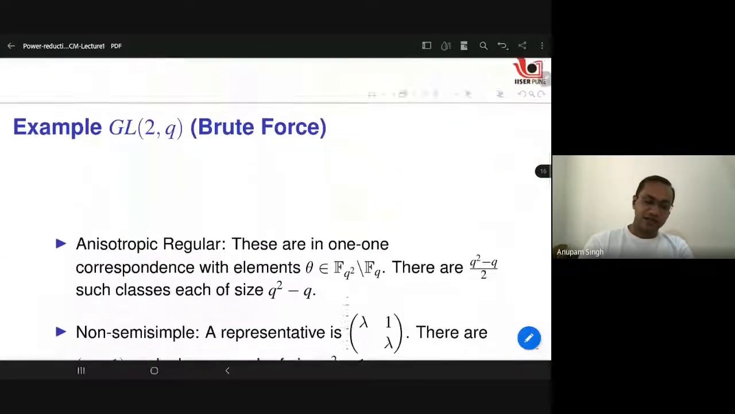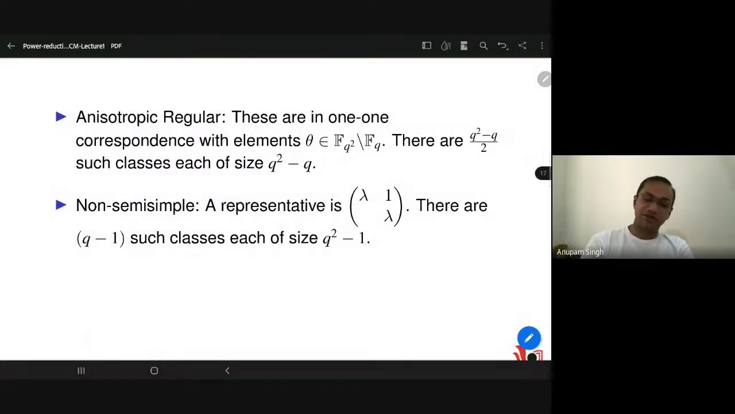And then there is what we call anisotropic regular, given by degree 2 irreducible polynomials. I think we already discussed in the tutorial that there is another way of looking at this, which I particularly like, because it helps us compute somewhat easily, especially when you are looking at power maps. So these classes correspond to an element in Fq square over Fq. Why is that so? Any element of Fq square, if you look at its minimal polynomial over Fq, is a degree 2 irreducible polynomial, right?